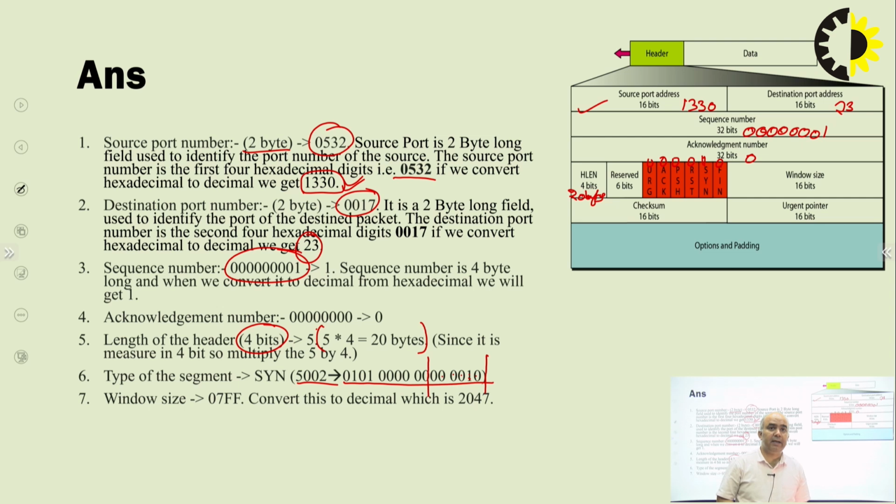Next, we have been asked in the questions for the window size. The window size is 16 bits, so we have 07FF. When we convert this into a decimal value, it will come out as 2047. Checksum and urgent pointer are the other things, and generally these 7 things are asked in university papers. So this is with respect to TCP.